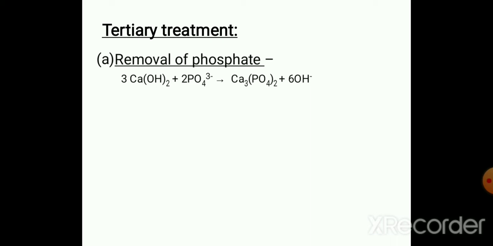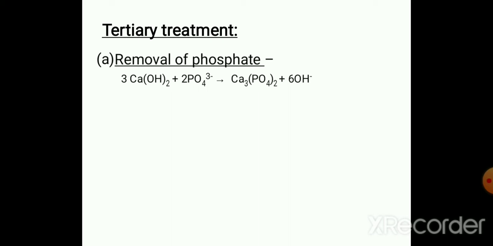The fluorescent precipitate of calcium phosphate is formed. This is Ca3(PO4)2, calcium phosphate. It is formed at pH 10 to 11, that is nothing but a basic medium, you can say.